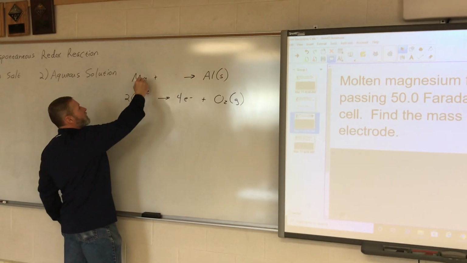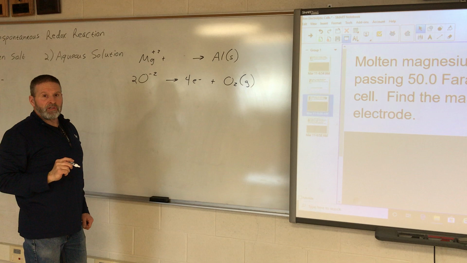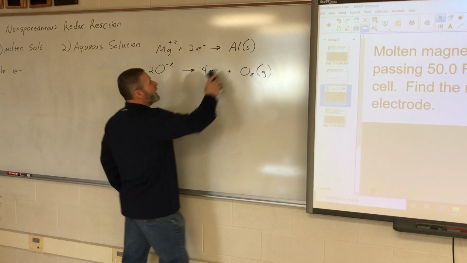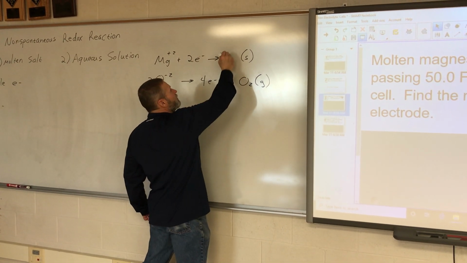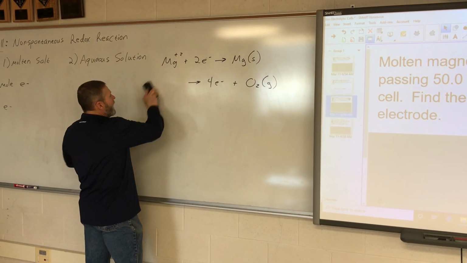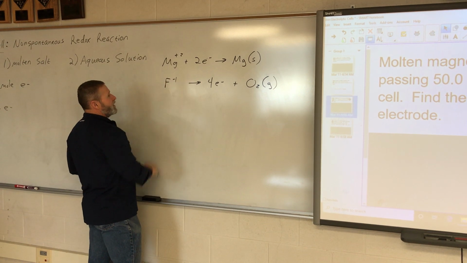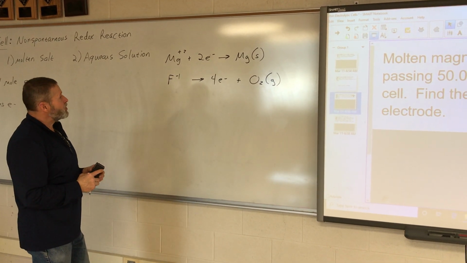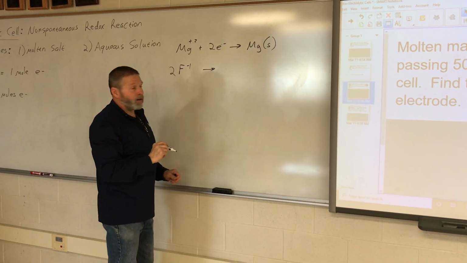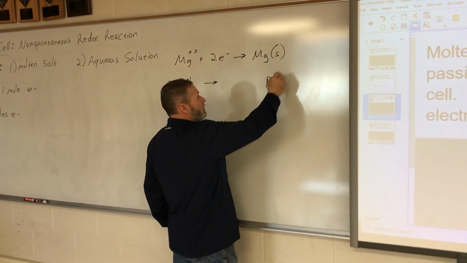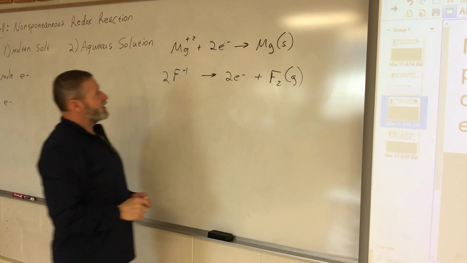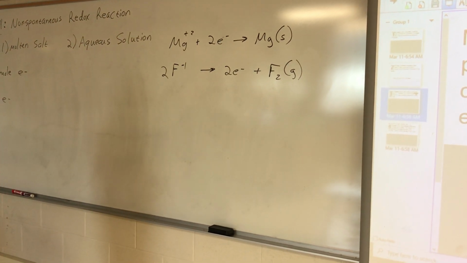Okay, and again, the metal is always going to be reduced here. Well, magnesium being a group 2 metal, it's going to be +2. It'll have to gain 2 electrons to reduce to magnesium metal. And of course, fluoride ions are -1. The nonmetal is always going to be oxidized. Of course, you have to remember that fluorine's another one of those diatomics. Right, we'll end up making some fluorine gas. So it's going to take 2 moles of electrons to accomplish that.